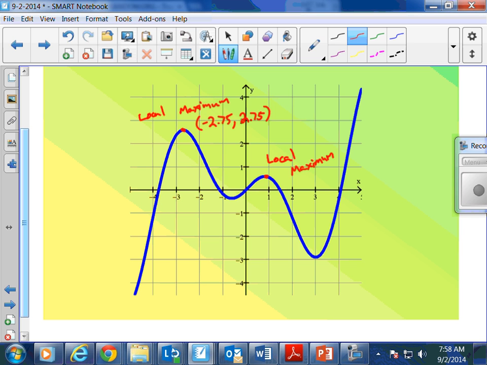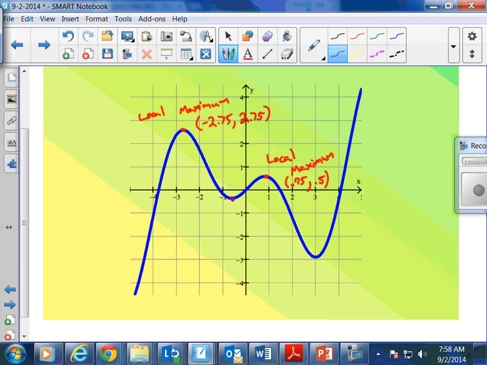Now let's look at the next one. The next local maximum is roughly about 0.75 for the x and about 0.5 for the y. So there's my point for that local maximum. Now let's identify the local minimums. For this one, there's only 2 local minimums, which is this one here.